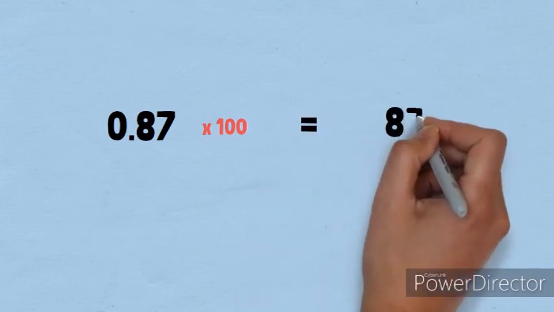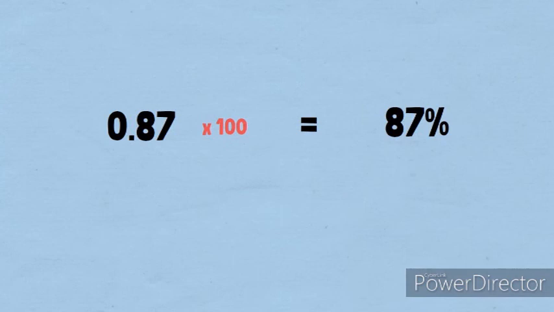0.87 converted to a percent. Multiply 0.87 times 100. To do that, just move your decimal point 2 places to the right. That gives you 87. So 0.87 converted to a percent is 87%.